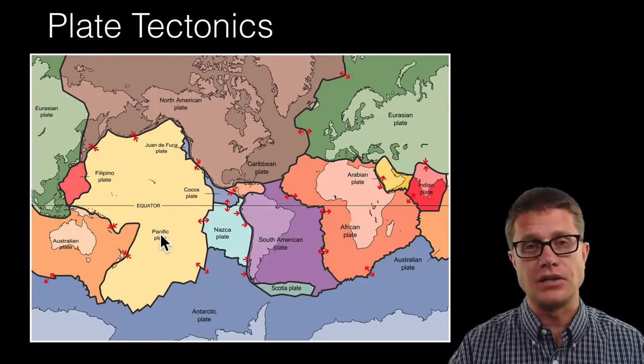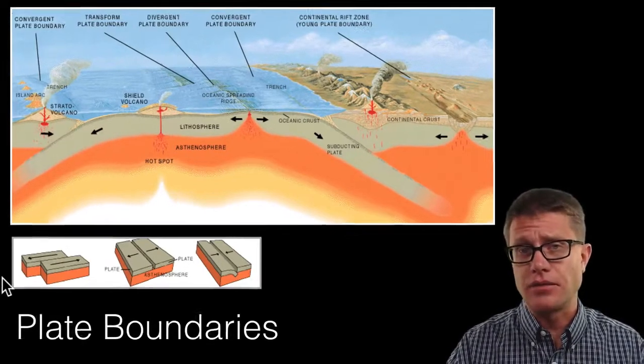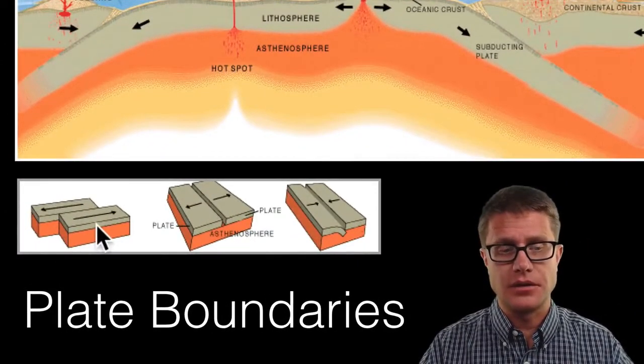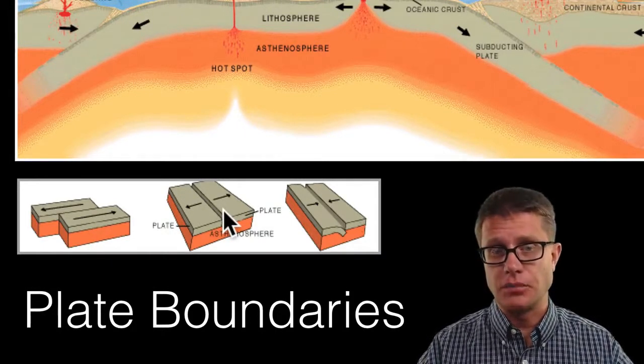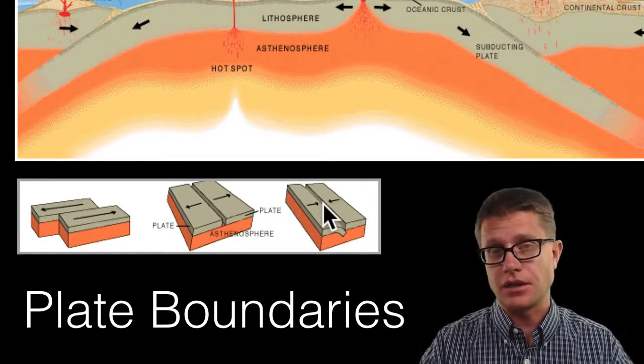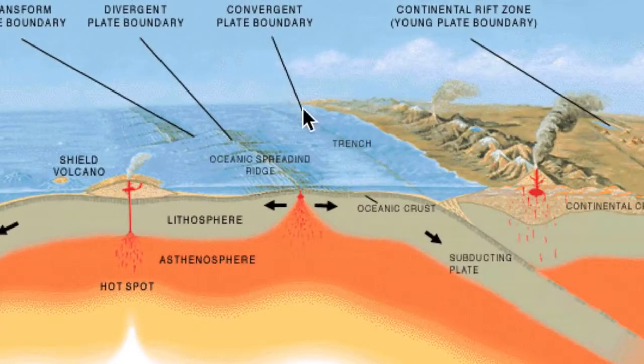You're probably familiar with Pangea, which was a time when all the continental plates had come together. So what happens when plates meet is that they can do one of three things. They can slide past one another in a transform boundary. They can move apart, which we call a diverging boundary, or they could run into each other. That's converging. And so if we look at an example of that, right here we have a convergent plate boundary.